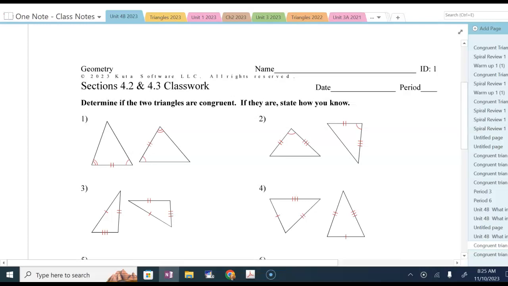Hello geometry students. Today's learning target is to identify why triangles are congruent. So in class we talked about there are 5 ways to justify congruent triangles.